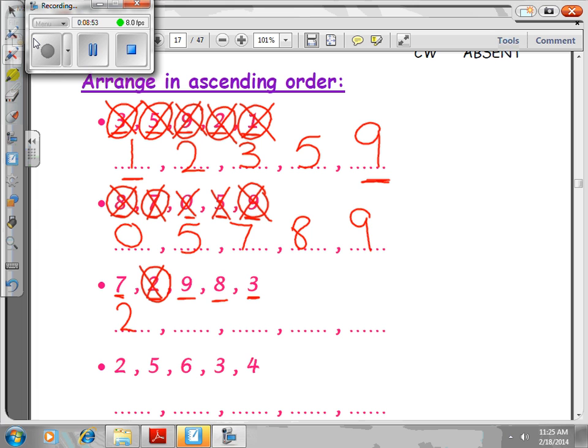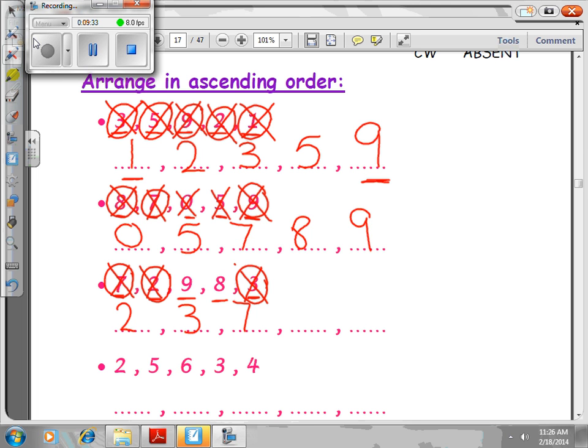The numbers left here are 7, 9, 8 and 3. Which is the smallest number here? Is it 7 or 9 or 8 or 3? The smallest number is 3. So I will write down 3 and cross 3. Now I have 7, 9 and 8. What is the smallest number? Yes, 7 is the smallest number. It's smaller than 9 and smaller than 8. So I will write down 7 and cross 7.